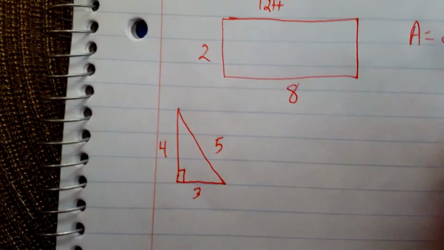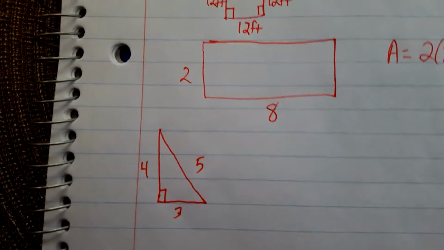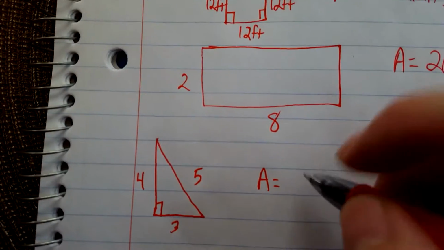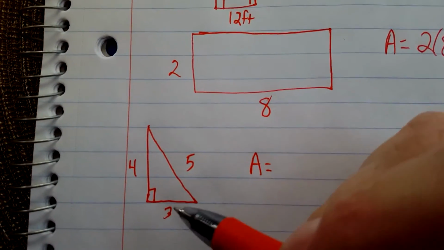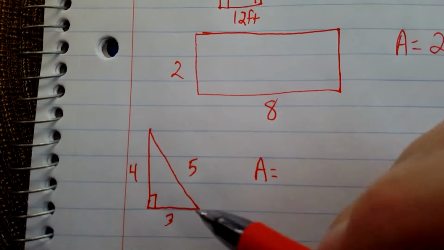I know this is a right triangle from the way I've labeled the sides. I just happen to know that. If you don't know that, that's totally fine. And I just want to know what's the area of a triangle with 2 legs, 3 and 4, and hypotenuse, which means longest side, of 5.